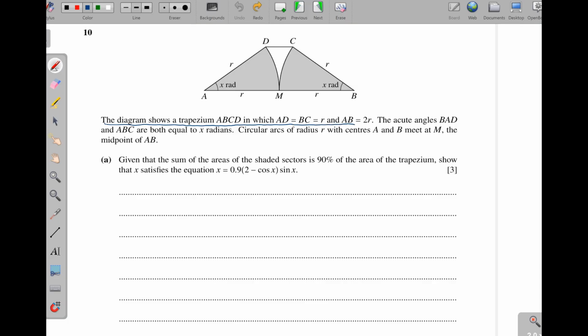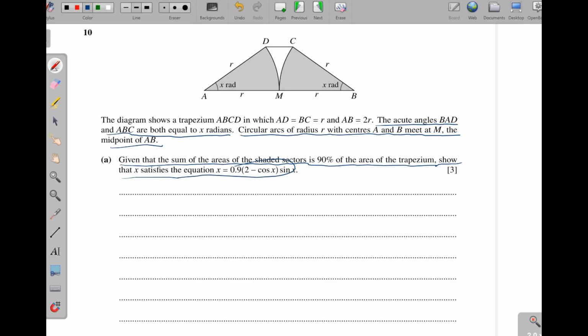The diagram shows a trapezium ABCD in which AD is equal to BC, which is equal to R, and AB is equal to twice R, because this one is R, this one is R, not so? Then they are saying here that the acute angles BAD and ABC are both equal to x in radians. Circular arcs of radius R with centers A and B meet at M, the midpoint of the line AB. But given that the sum of the areas of the shaded sectors is 90% of the area of the trapezium, show that x satisfies this equation here. All right.